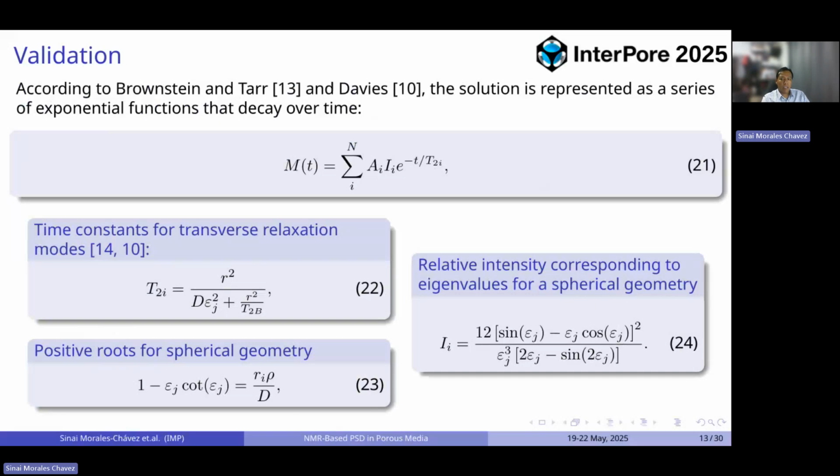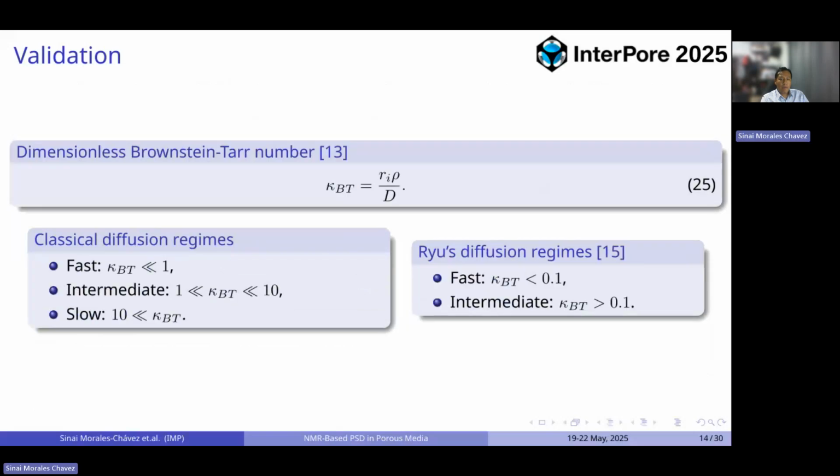The time constants are given by equation 22. Here, epsilon are the positive roots of the transcendental equation number 23. The relative intensity of each mode is given by the function in equation 24. A key parameter in this theory is the dimensionless Bronstein and Tarr number, presented in equation 25.